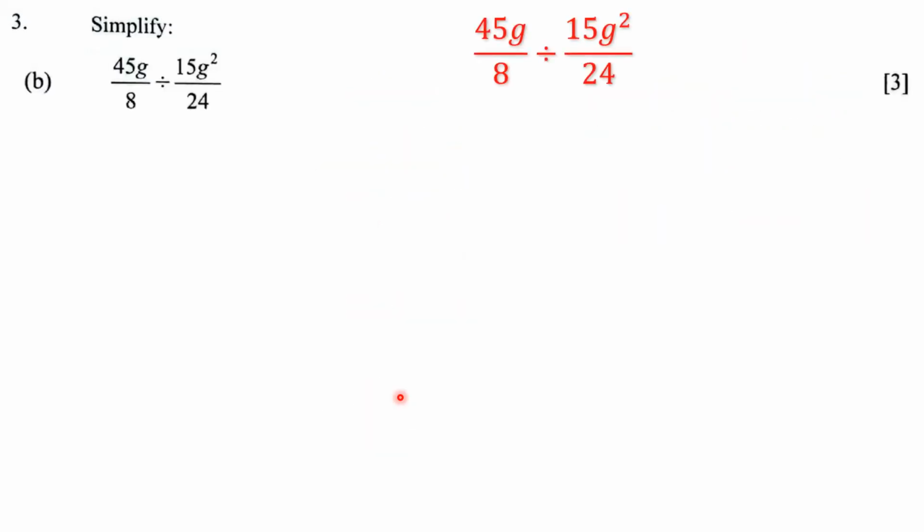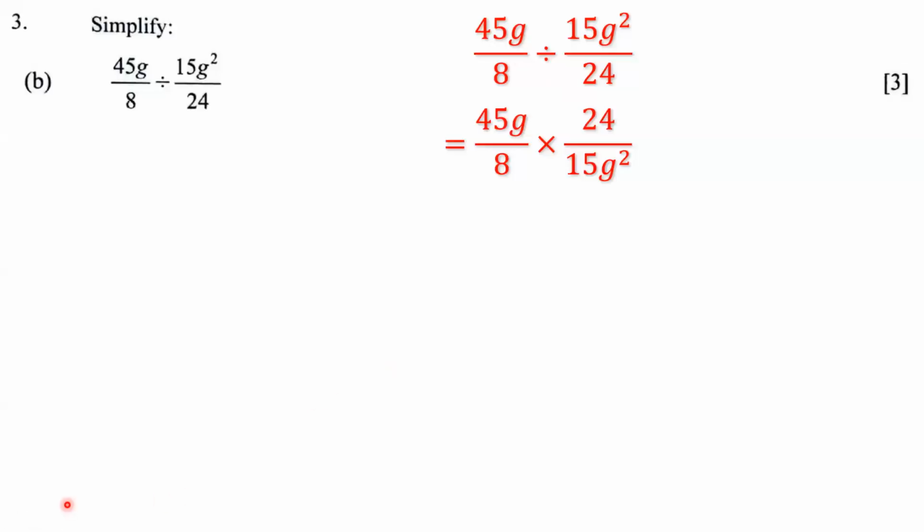Here we have 45g divided by 8, and this whole fraction divided by 15g squared divided by 24. In order to do this, the first thing we're going to do is change this division sign into a multiplication sign, and then we're going to flip. So basically, the rule is you keep, switch, flip. So you keep 45g over 8, you switch the division sign to a multiplication sign, and you flip.